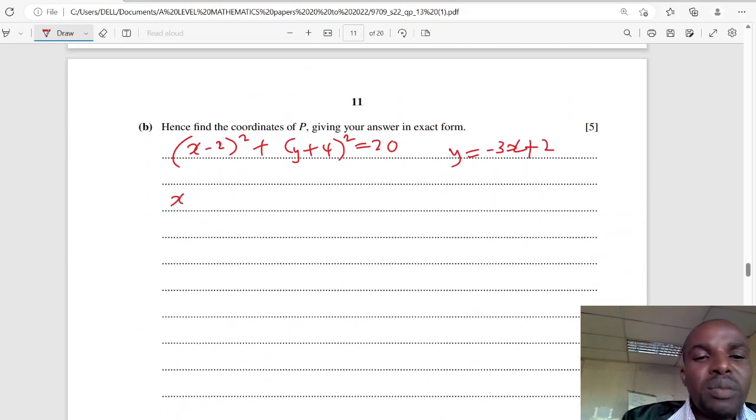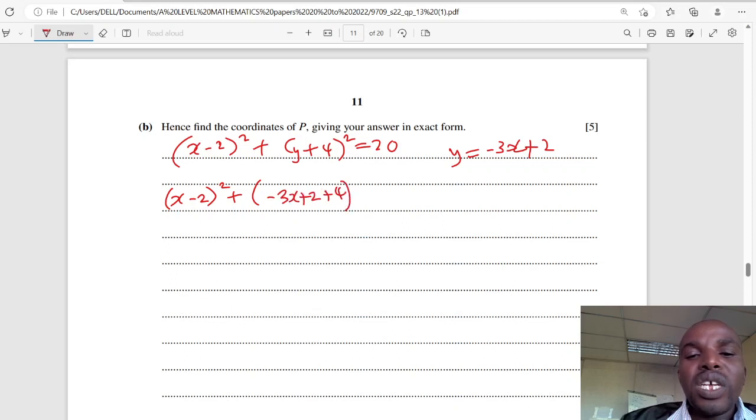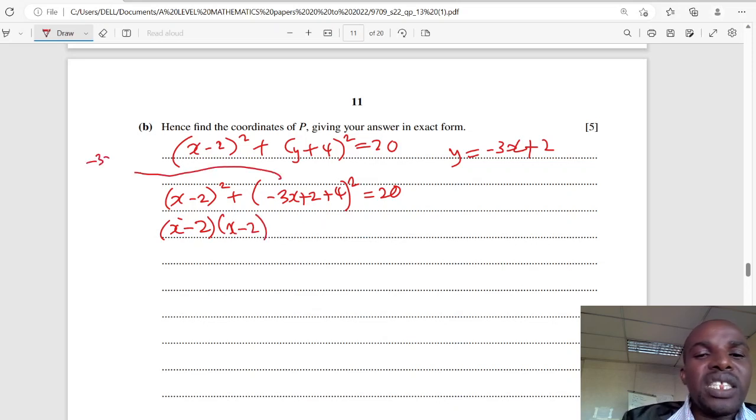So you can say x minus 2 squared plus, where there's y here, you put minus 3x plus 2, then plus 4, then squared is equal to 20. Then after that, you can expand this part, x minus 2, then this one is x minus 2. Then inside here, what do you get? You get minus 3x plus 6, which is the same as 6 minus 3x, right?